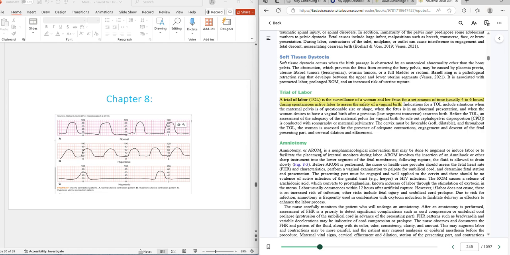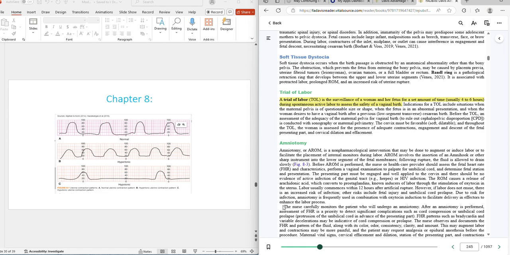Amniotomy, or AROM. This is when the health provider breaks the water. So artificial rupture of membranes. Okay, amniotomy means artificial rupture of membranes. Remember I talked about AROM and SROM. SROM is spontaneous rupture of membranes where the water breaks on its own, but amniotomy is the artificial rupture of membranes. You'll see this on report sheets like AROM or SROM at and then a time. Okay?